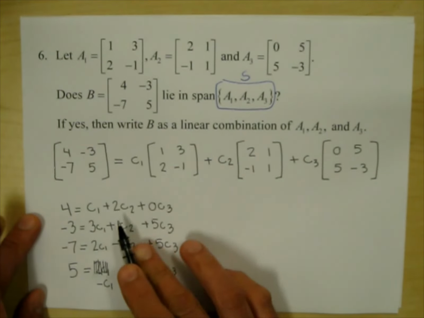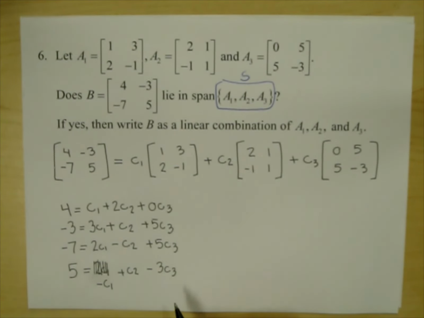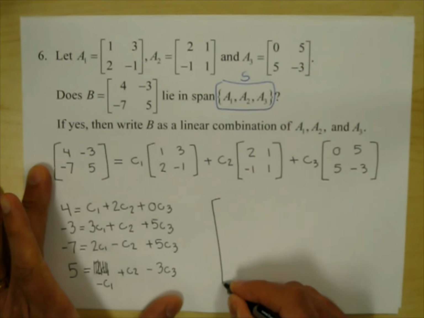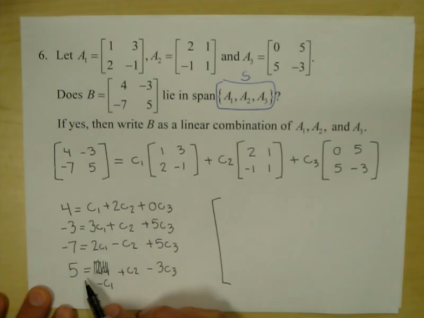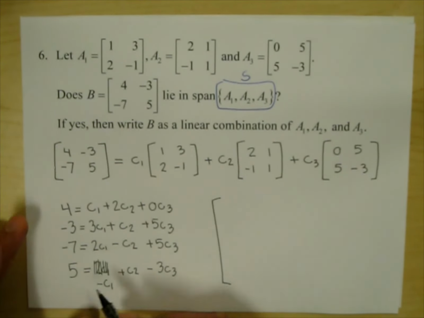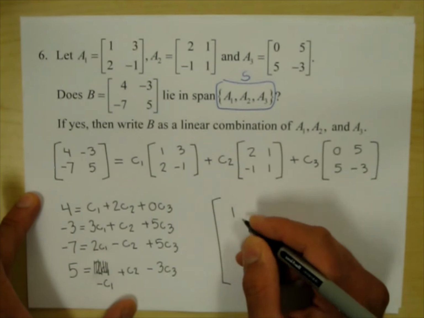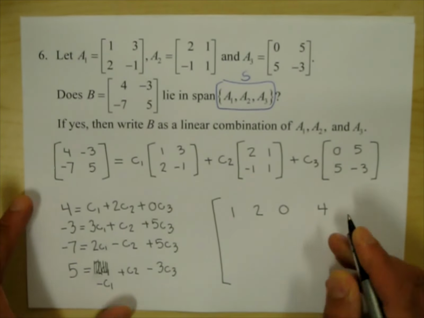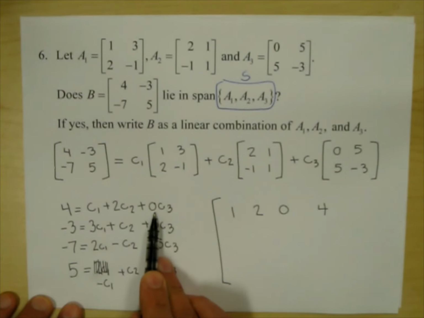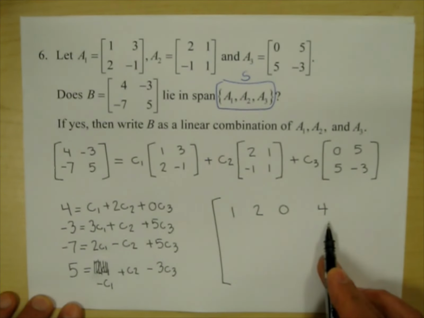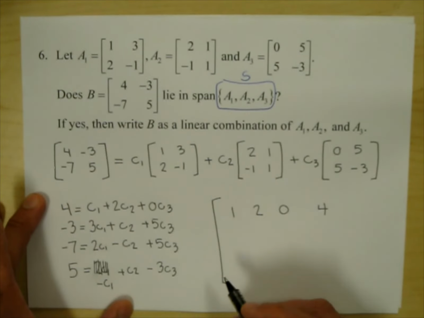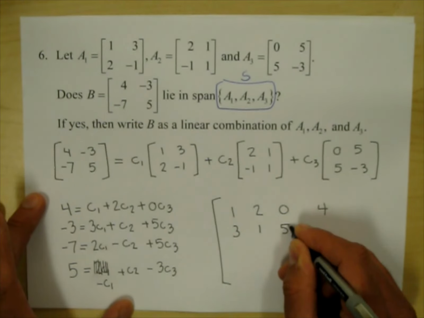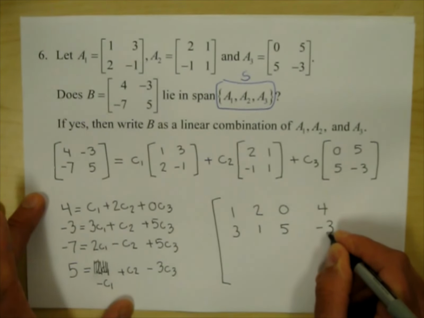So this looks really complicated, and what I'm going to do is throw this into an augmented matrix, making sure that this guy right here is my right hand side vector. So the first row is going to be 1, 2, 0, 4. Do you see how I got that? 1, 2, 0, and then I put 4 on the right hand side. The next one's going to be 3, 1, 5, -3.